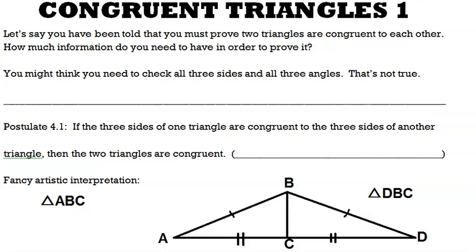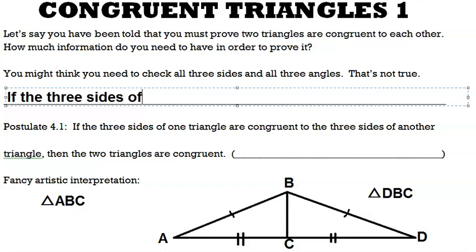So if you want to prove that the two triangles down below are the exact same triangle, spoiler alert, they are. Would you have to check all three sides? Would you have to measure all three angles? Would you have to get a protractor out? And the answer is no. First of all, most of you don't even carry protractors with you. Second of all, it would be a waste of time. And here's why.